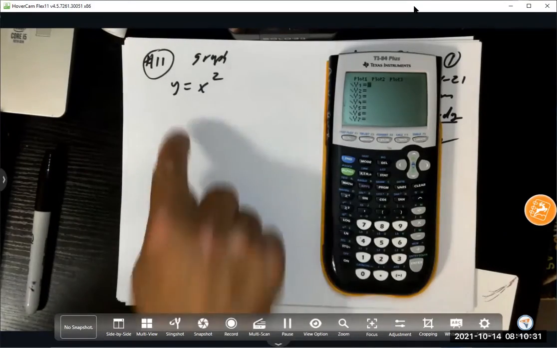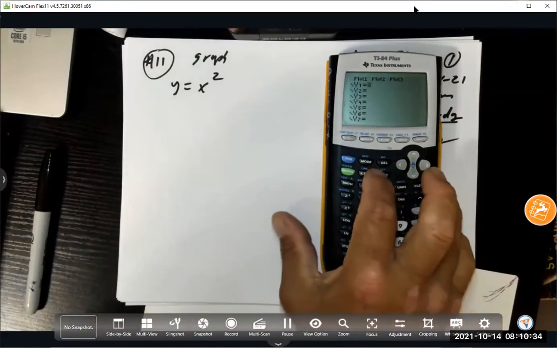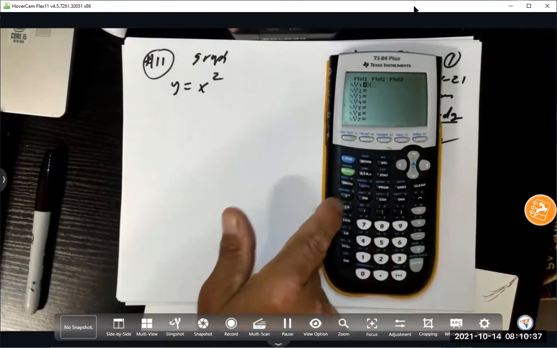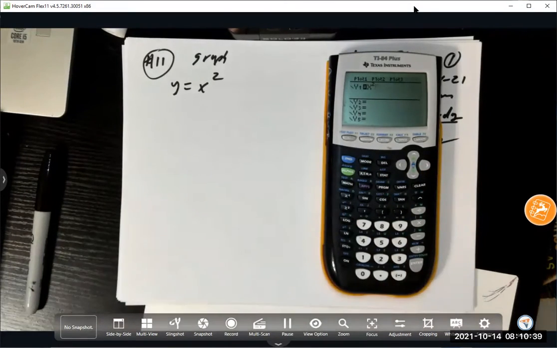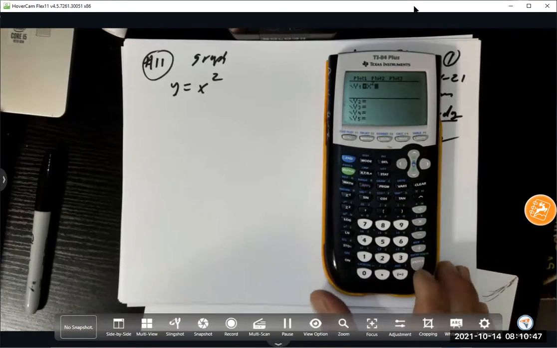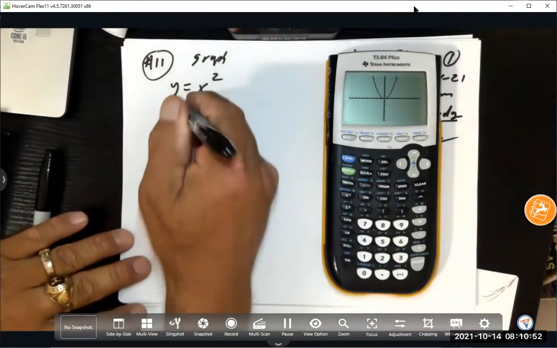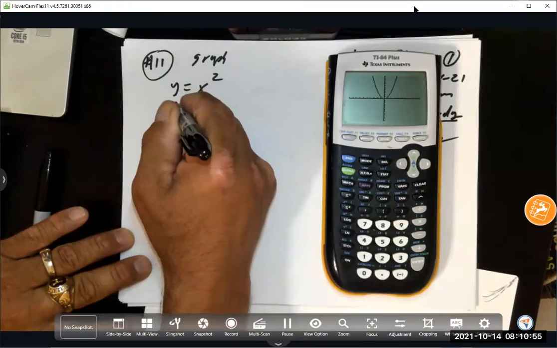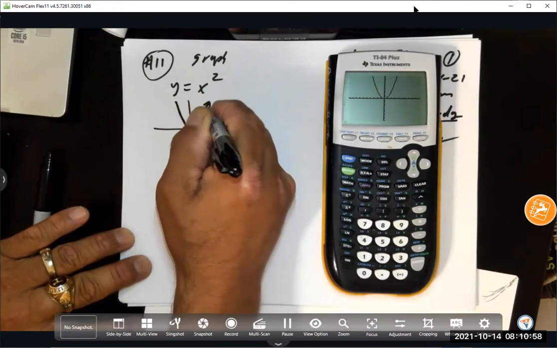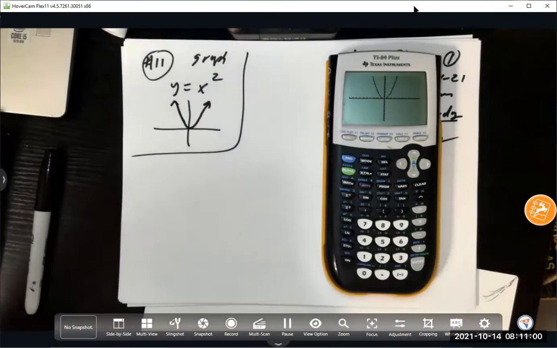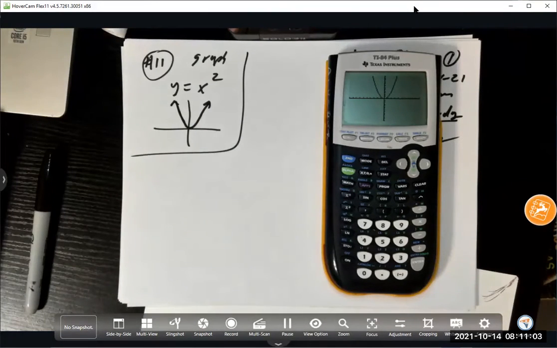When it says y equals, you're going to put x squared, x and squared, right there. Did y'all get y equals x squared? Then hit enter, then hit graph. I pressed clear by accident. Do it again. Put in y equals x squared, hit enter and then hit graph. Did y'all get a graph like that?